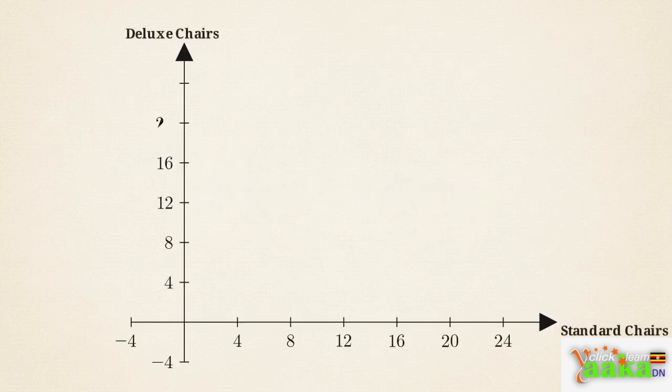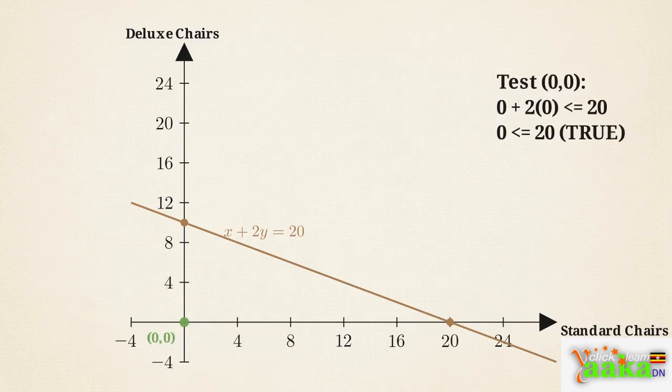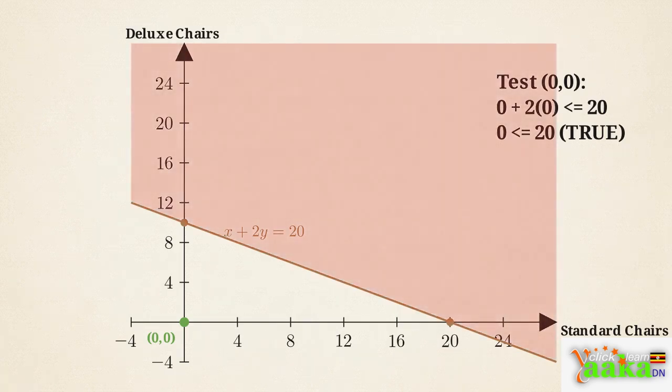This Cartesian plane is where we plot our constraints. By setting an appropriate scale, we can draw our first solid line for the labor limit, x plus 2y equals 20, by connecting its intercepts at 0, 10 and 20, 0. To figure out which side of this line represents our allowed production, we test the coordinate 0, 0. 0 is less than 20, which makes it true.